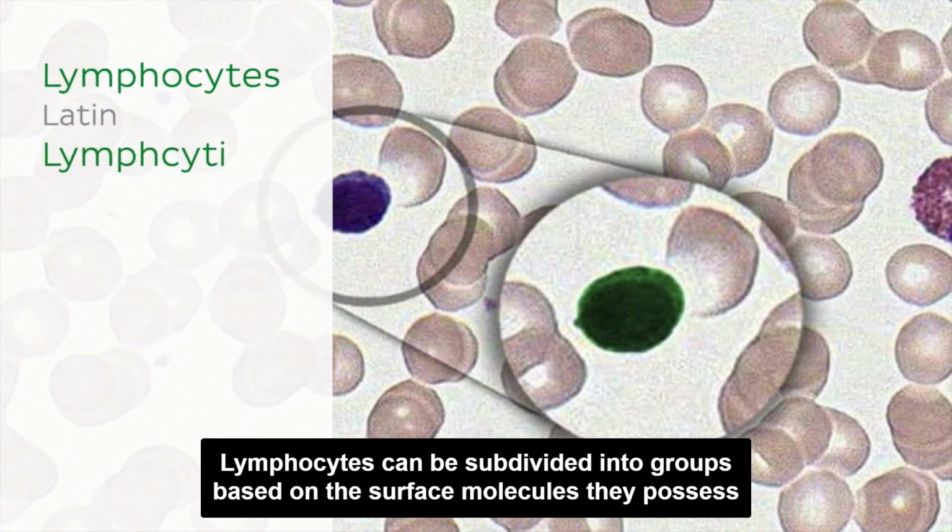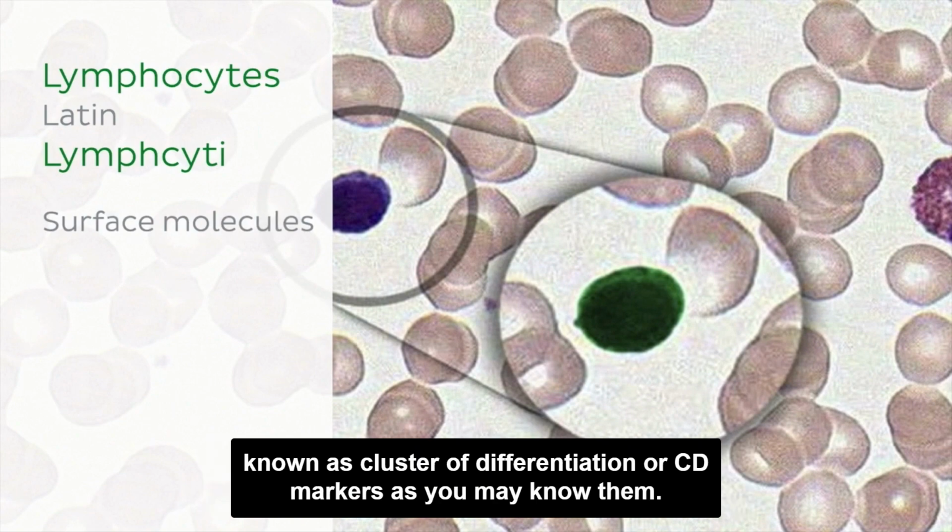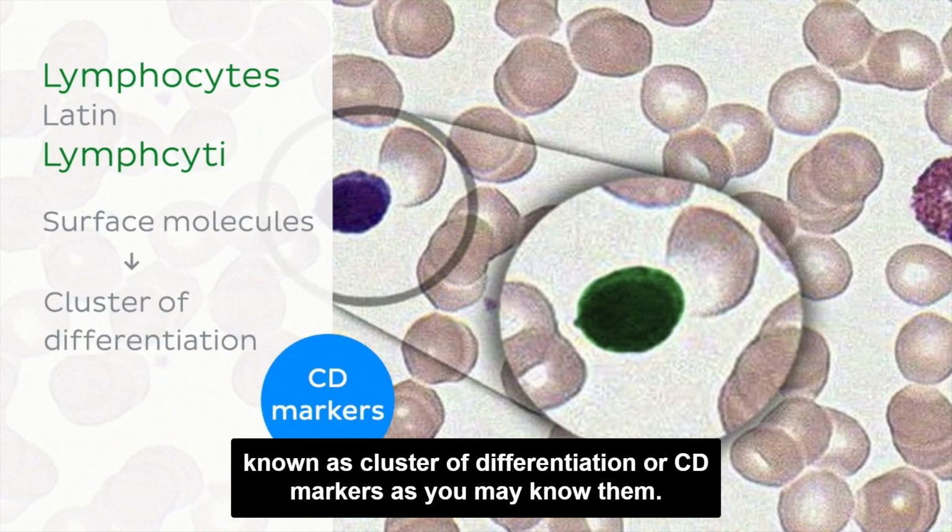Lymphocytes can be subdivided into groups based on the surface molecules they possess, known as cluster of differentiation, or CD markers, as you may know them.